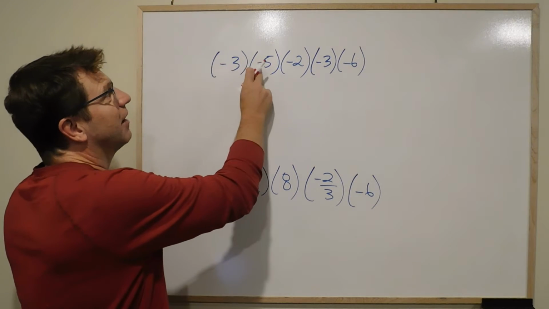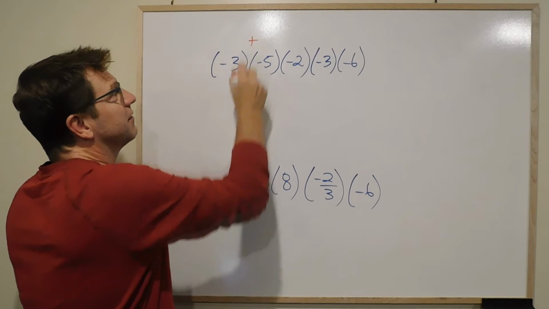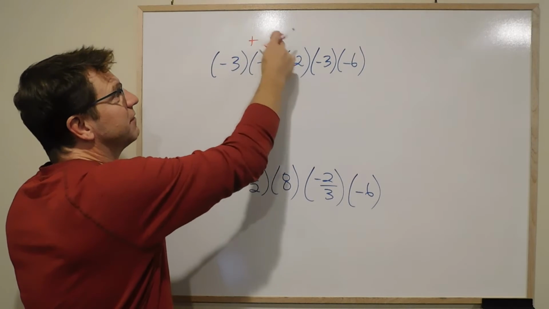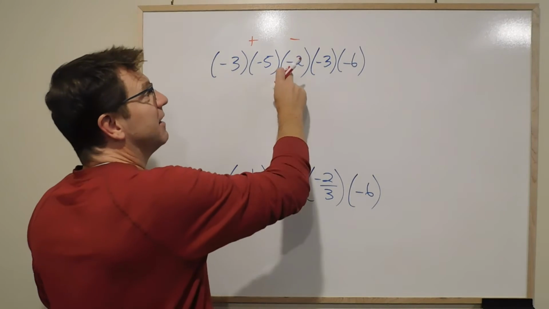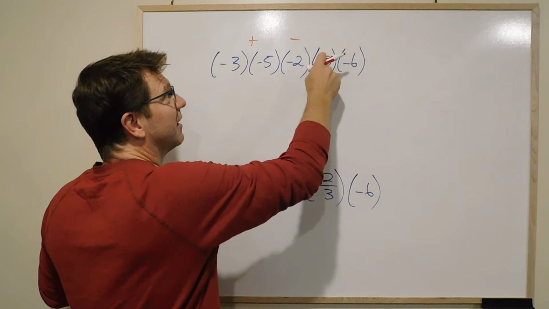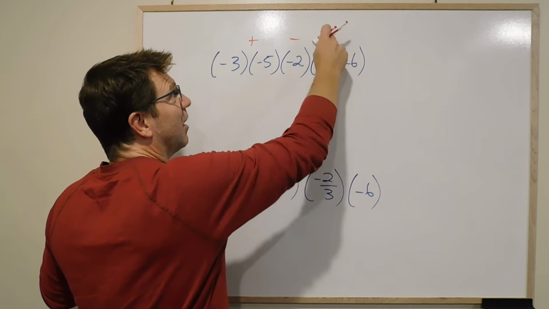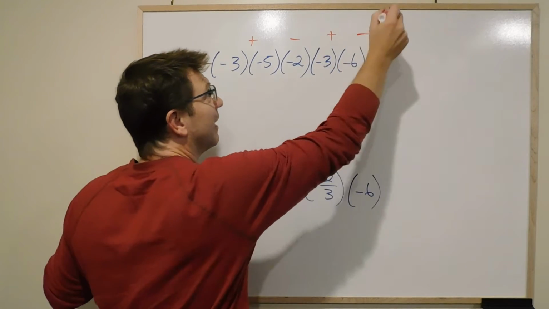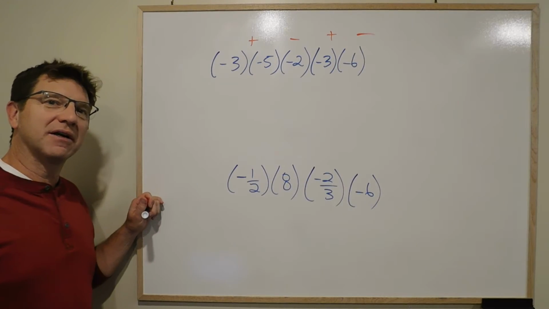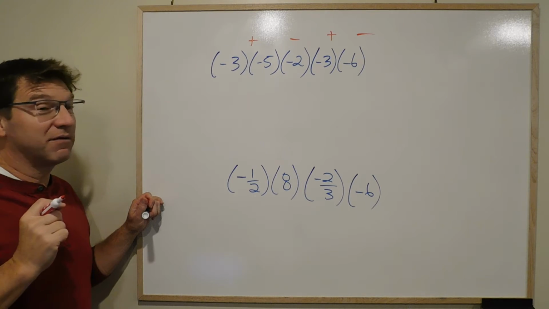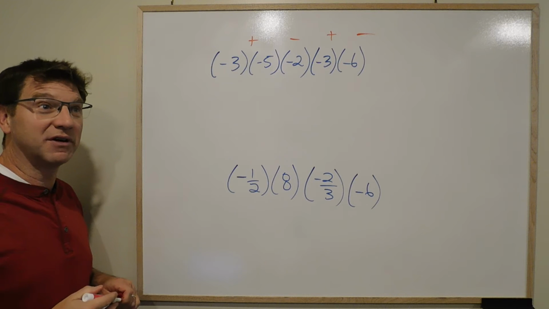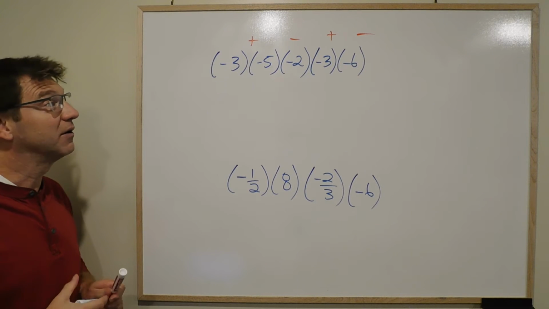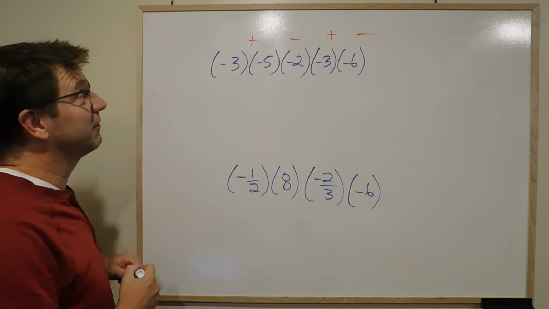A negative times a negative is a positive, but a positive times a negative gives me another negative, so my answer is going to be a negative. In fact, if you have 3, 5, 7, if you have an odd number of negatives, you're going to get a negative answer. Okay, so let's work through this in a couple of steps.